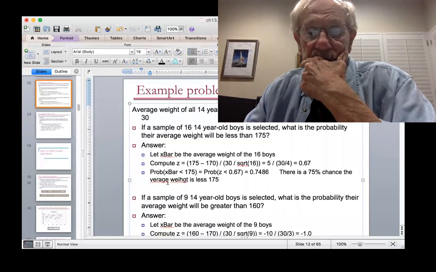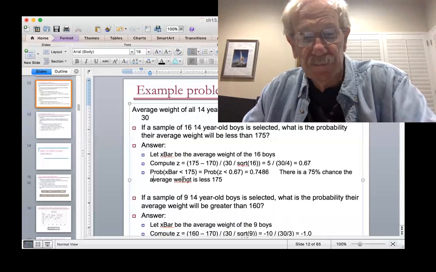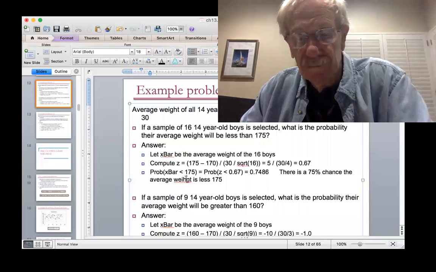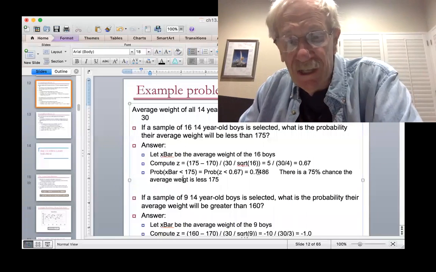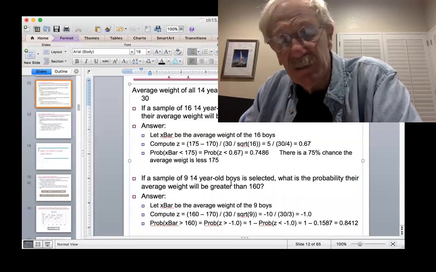Oh, if it asked what's the probability the average weight is greater than 175, would the answer on the Z table be subtracted from 1? I would do 1 minus 0.7486. Okay. And that's exactly what the next problem is.